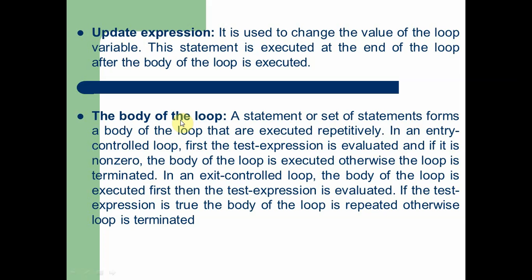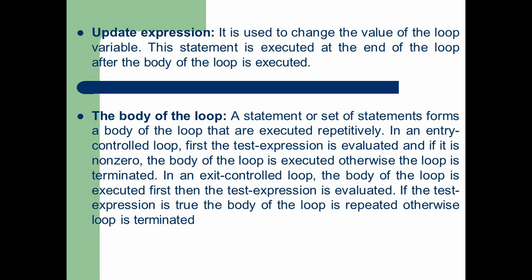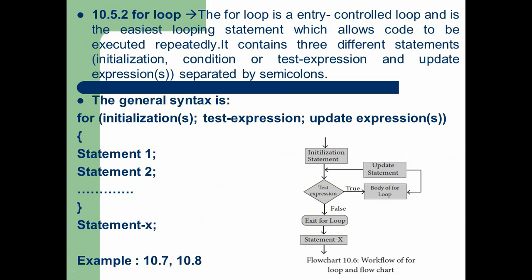First, understand these four important parts of the loop. Number one, the initialization expression. Number two, the test expression. Number three, the body. Number four, the update expression. Now we will see the for loop. The for loop comes under the entry control loop. It means the condition is evaluated, that is, the test expression is evaluated before the body of the loop is executed. So that's why the for loop comes under the entry control loop.